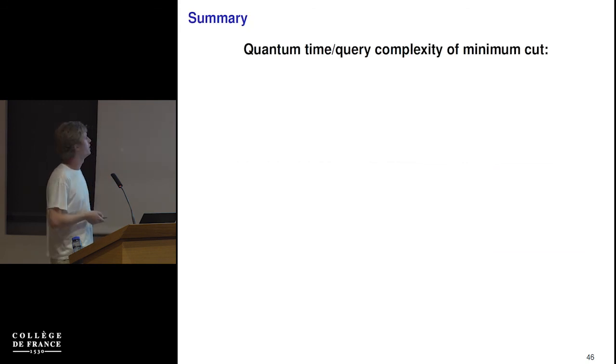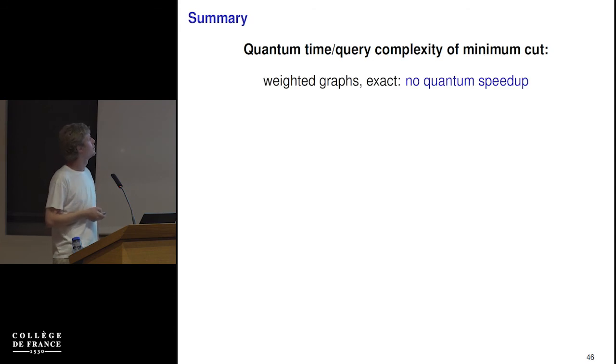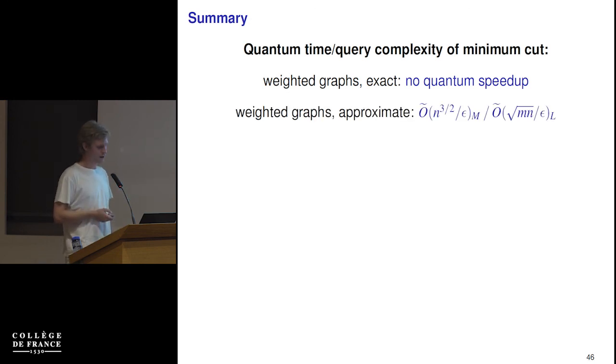So let me summarize a little bit. The quantum time and query complexity of minimum cut is not quite as settled as I would hope. On the one hand, what is settled is that for general weighted graphs, we know that there's no quantum speedup. But this everybody could have proven, so that's not all too hard. What we showed in this earlier work, this sparsification work, is that if we just care about approximating the minimum cut, then even for weighted graphs, we can get a quantum speedup.